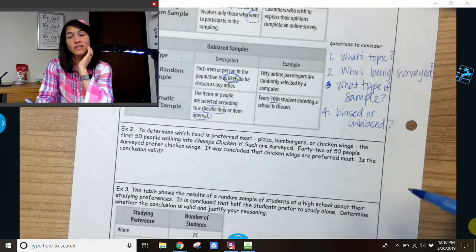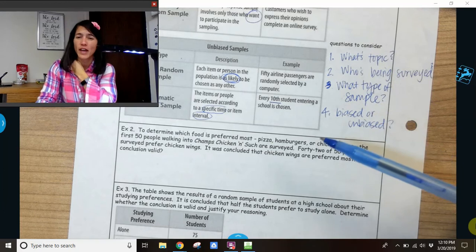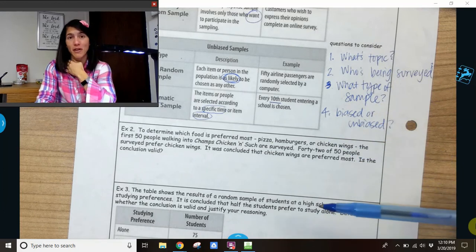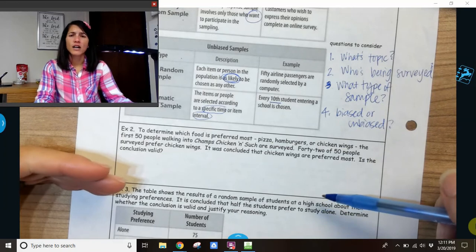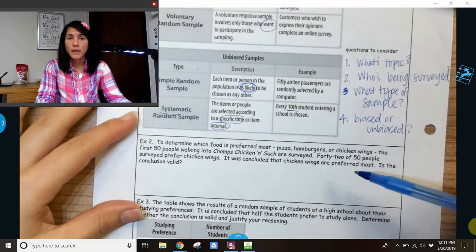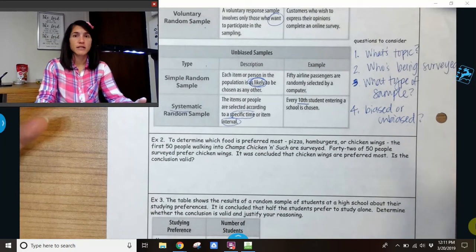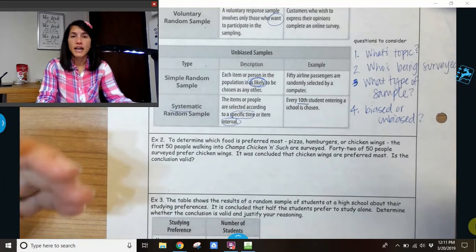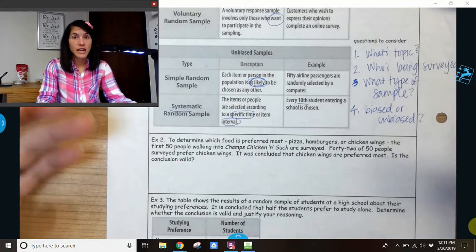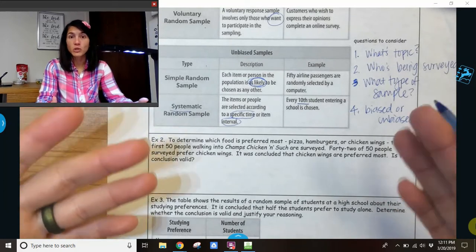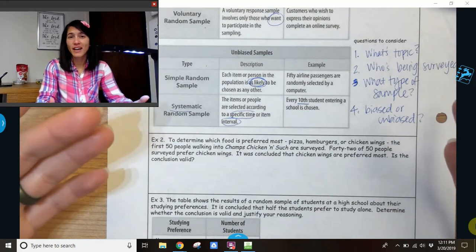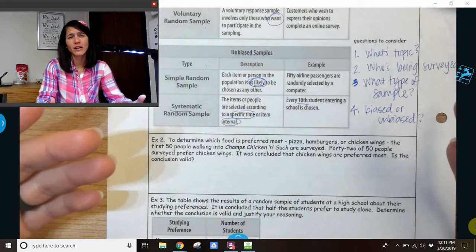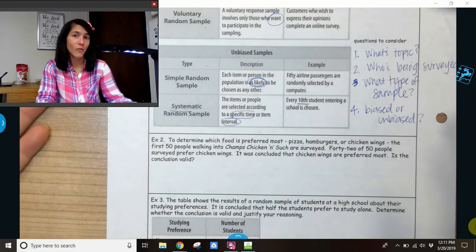So those are just things for us to consider as we go through these examples. We're just going to think, okay, what's the topic, who's being surveyed, what type of sample, and is it biased or unbiased? Because that's what our job is, to decide if we get these results. I mean, not just like this is a math skill you need, but as an educated student, as an educated person, if you're reading results, are the results you're reading valid? Is this a good survey? Because people will put a lot of data out there. And it's favored to what they want you to believe.